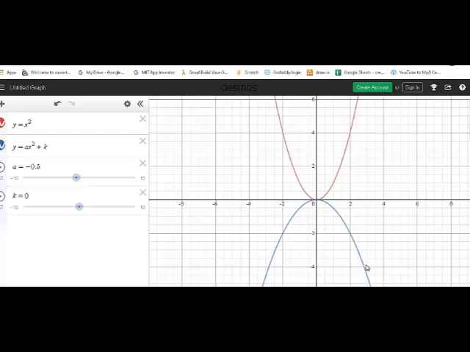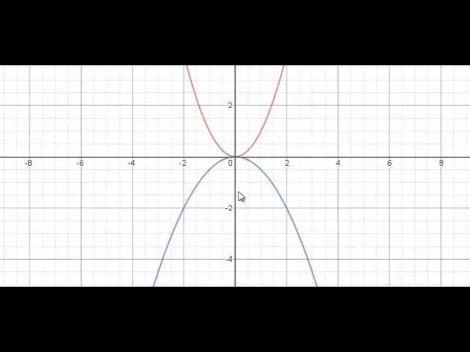So in conclusion, if a is negative, the graph of the base function is going to be reflected upon the x-axis. If a is greater than 1 or less than negative 1, the graph of the base function is going to be stretched vertically or compressed horizontally. And if a is between 1 and negative 1, then the graph of the base function is going to be compressed vertically or stretched horizontally.